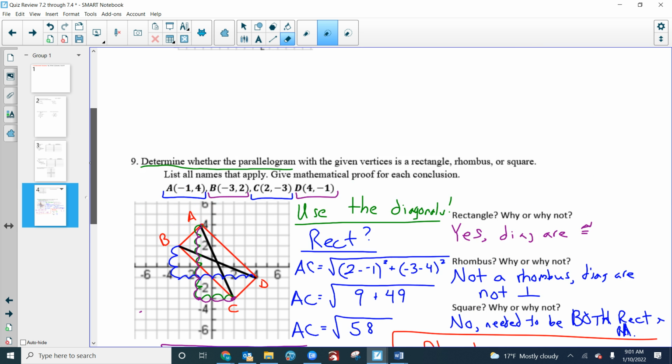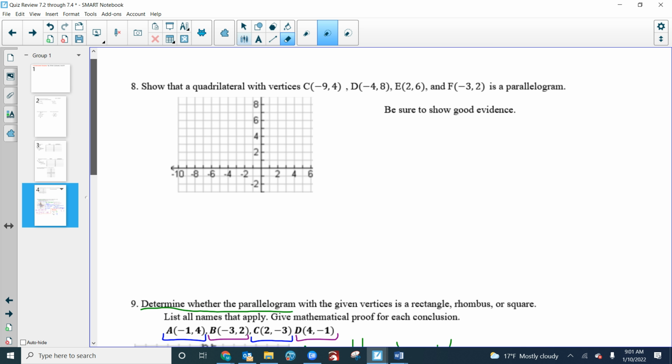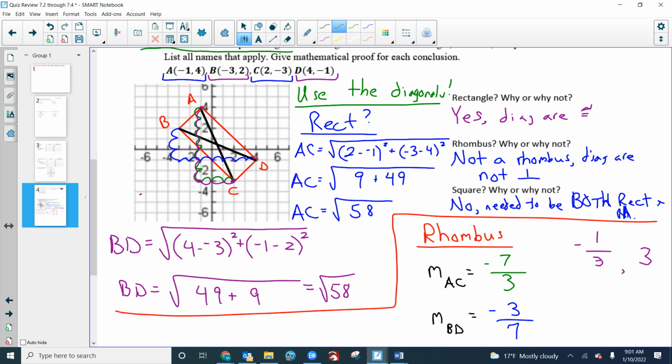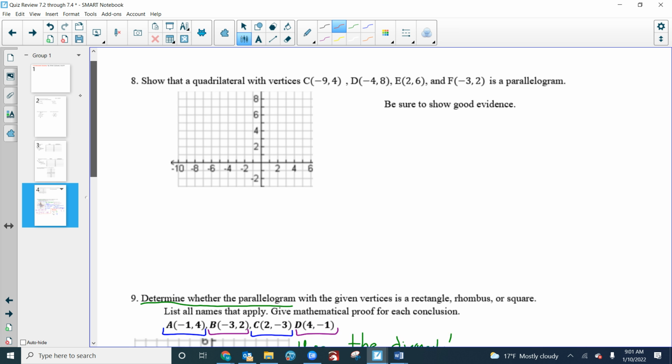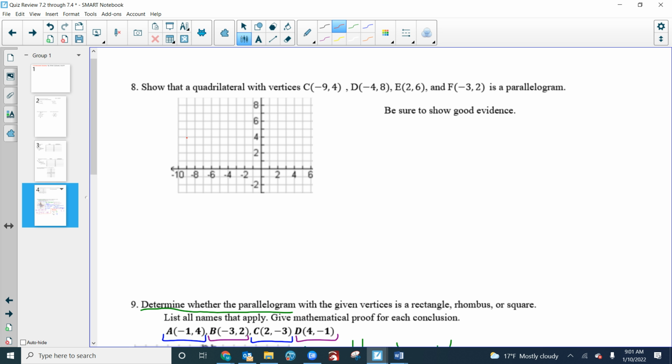All right. Number 8. Negative 9, 4. Negative 4, 8. 2, 6. Negative 3, 2. Negative 3, 2 is F. 2, 6 is E. And negative 4, 8 is D.